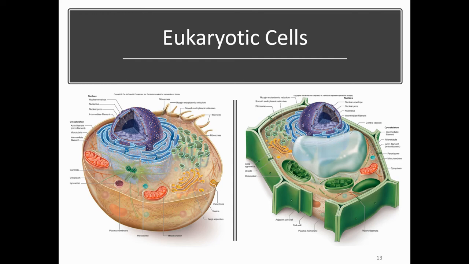Here are some of our eukaryotic cells. So here we have a plant cell on the right. Here's an animal cell, and we'll get into the difference between plant and animal cells in a while. But those are eukaryotic, super complex, a lot going on.